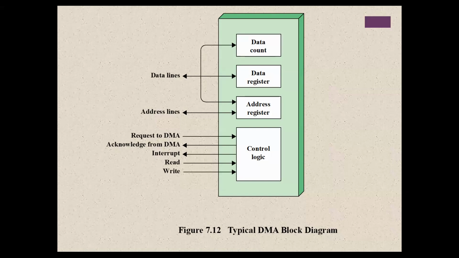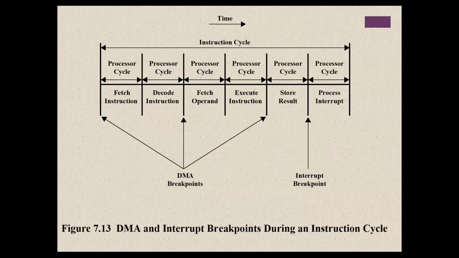So as we have in this figure 7.13, it shows where in the instruction cycle the processor may be suspended. In each case, the processor is suspended just before it needs to use the bus. So the DMA module then transfers one word and returns control to the processor. And we know that this is not an interrupt. This is not a typical interrupt.